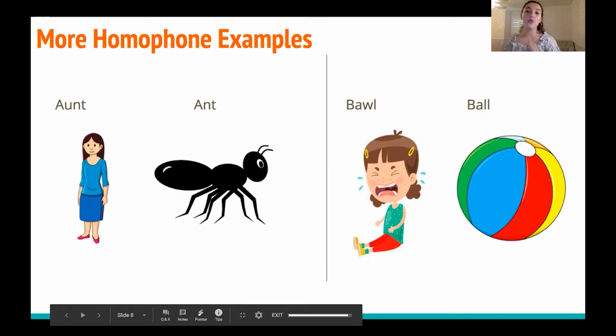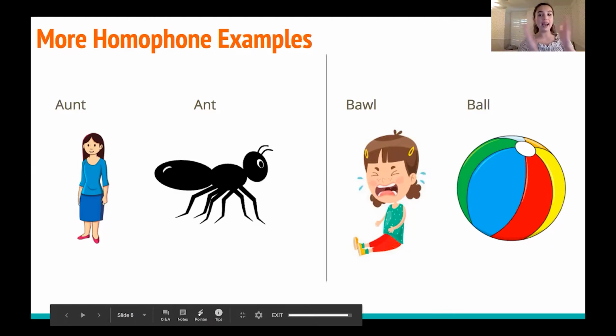All right, going on to the right, we have bawl and ball. On the left, you can see bawl is spelled B-A-W-L. And on the right, ball is spelled B-A-L-L. And the meaning of bawl on the left means crying, like she was bawling. She was bawling because she didn't have enough money for a toy. So that means to cry. And then on the right, B-A-L-L, ball, means he had a basketball, he had a beach ball. It's an actual ball that you play sports with. So that's the difference between those two.